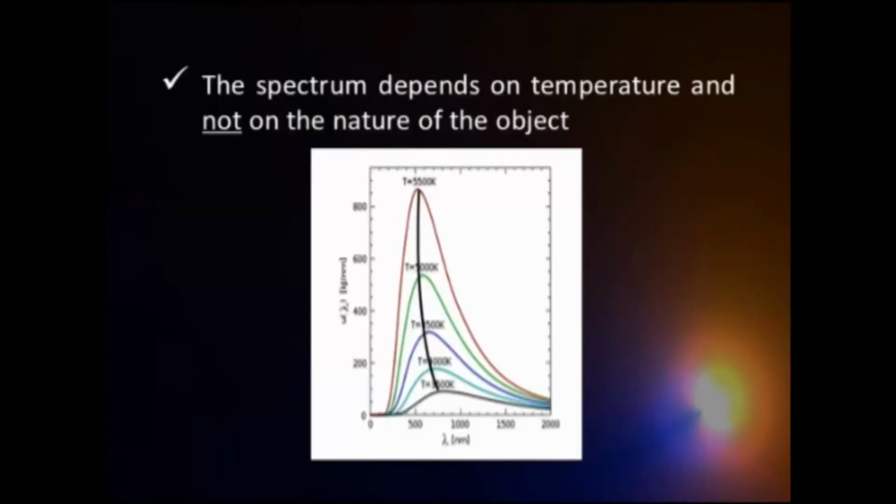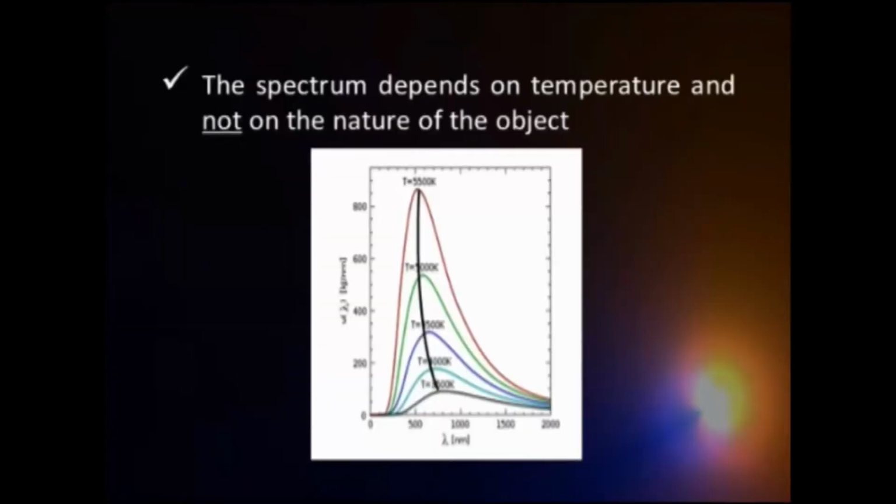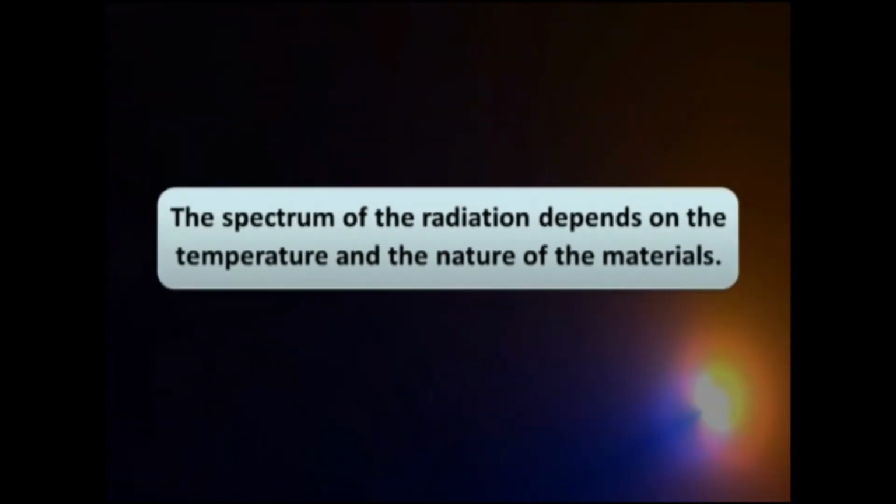And the third, most crucial observation here is, the spectrum depends on temperature and not on the nature of the object. That means what the black body is made up of doesn't matter. The only thing is the outcome will depend on the temperature of the black body. So this is in contrast to what we had in the case of a general observation, that the energy output will depend on the nature as well as the temperature of the body. So that's a basic difference over here.